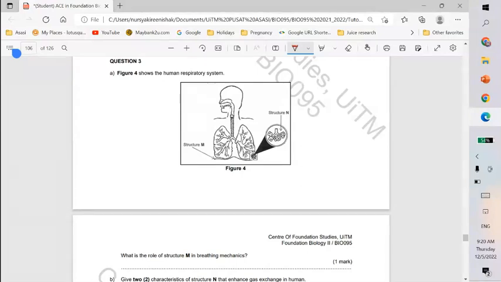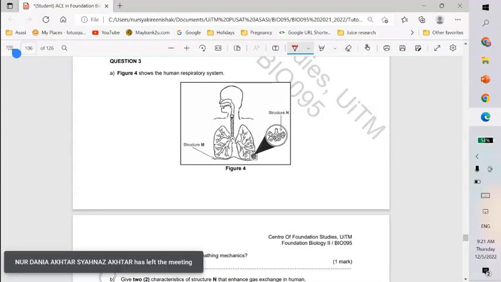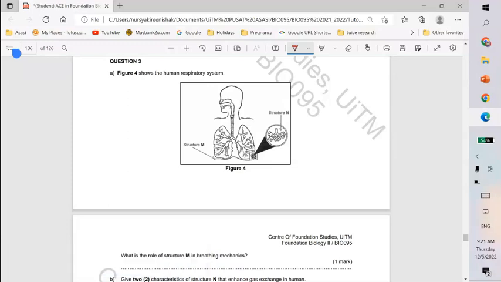Number 3A, what is the role of structure M in breathing mechanics? Structure M is diaphragm. It acts as the muscular floor of the thoracic cavity. Sekejap, apa ni jawapan apa tadi? What was your answer tadi? Can you repeat? It acts as the muscular floor of the thoracic cavity.